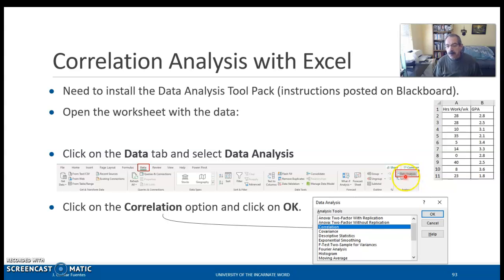All right, so I'm assuming that you installed it successfully. So click on it, and then this window opens right here. Then click on Correlation, and then click OK. And let me switch over to Excel so that we can see how this is done. So give me a second.